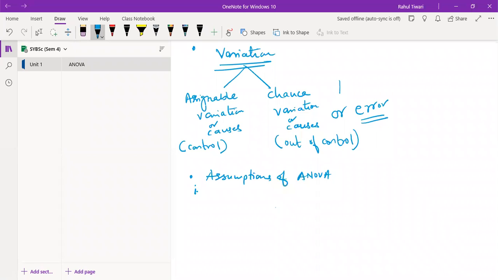The observations are independent. I hope you can understand the meaning of the first assumption. See, observations are independent means what?